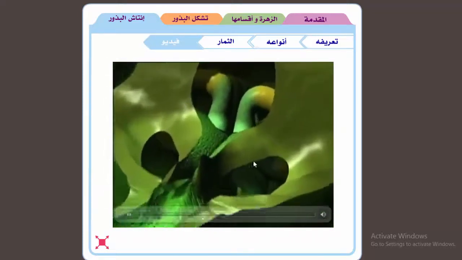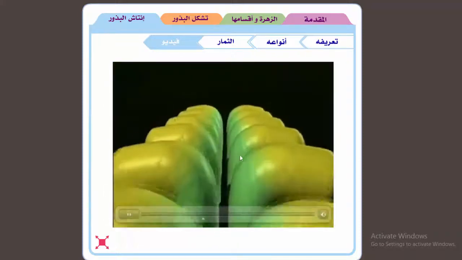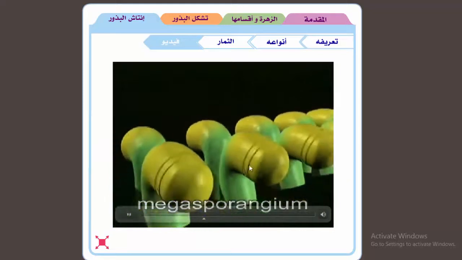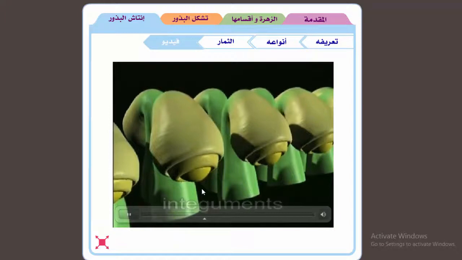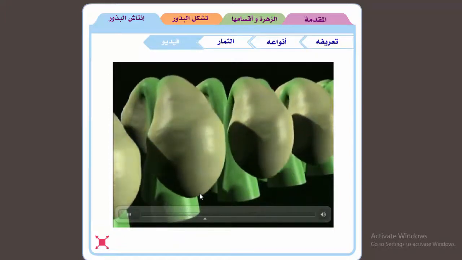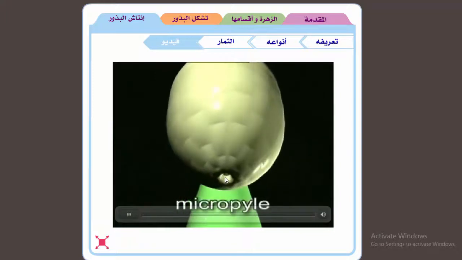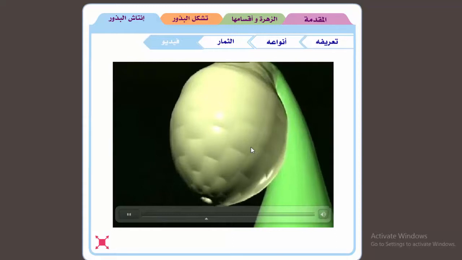In the young carpels, small outgrowths appear on the ovary wall. Each of these is a megasporangium. Two layers of cells, the integuments, grow over the megasporangium. A small pore, the micropyle, is the only area that remains uncovered by the integuments. This entire structure is called an ovule.